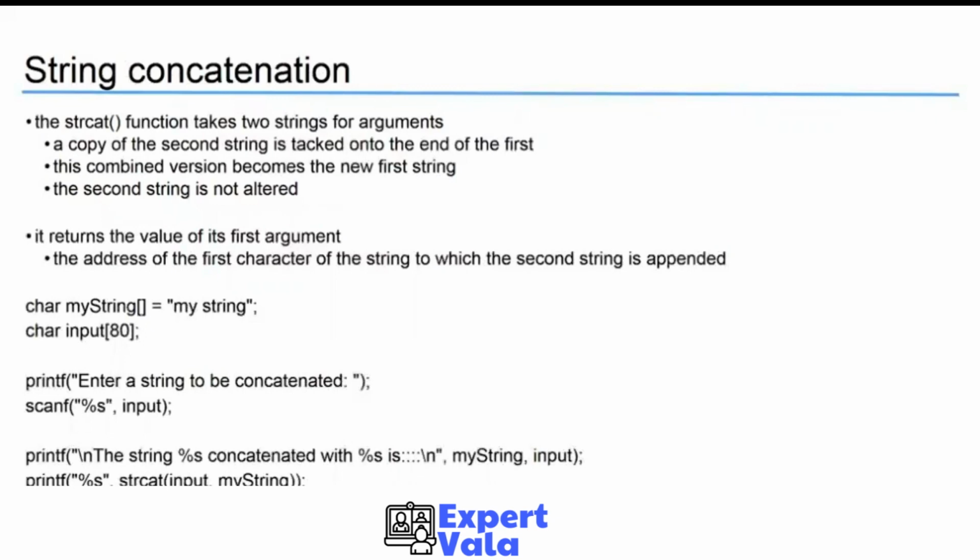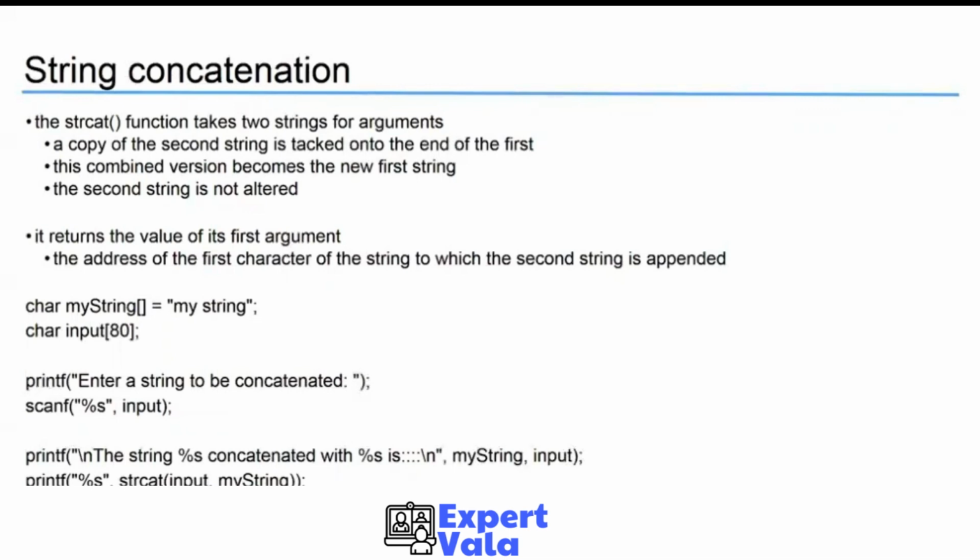That's what my string would be equal to, because you do a strcat on it. First we print out the string and then we call strcat on it. Input is actually going to be equal to whatever was input, my string followed by whatever was input. We'll go through this example in a second. Now, just like strcpy, strcat also has a strncat. So the combined version becomes the new first string.